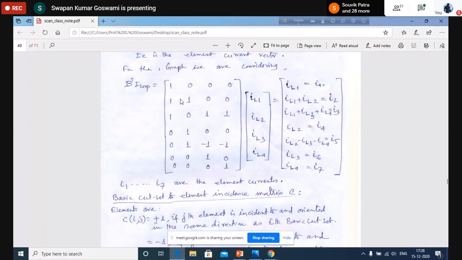Now, what do we obtain as the product? IL1 means loop current 1, then loop current 2, loop current 3, loop current 4. So IL1, then IL1 plus IL2, then IL1 plus IL3 plus IL4, then IL2, then IL2 minus IL3 minus IL4, then IL3, then IL4. If you multiply, these are the products.